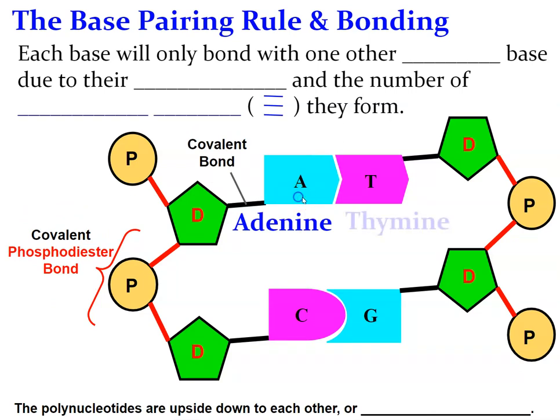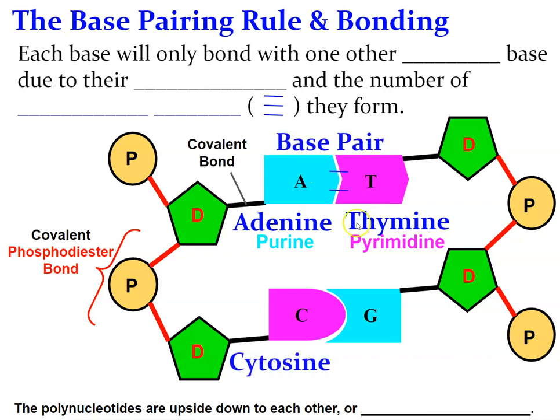So here we have adenine, thymine, and they will only bond with each other because one is a purine and the other is a pyrimidine. And it's the same for guanine and cytosine too. One's a purine, one's a pyrimidine. So a purine always bonds with a pyrimidine. So it's because of their structure, but it's also because of the number of hydrogen bonds that they want to form. So there's only 2 hydrogen bonds between adenine and thymine.